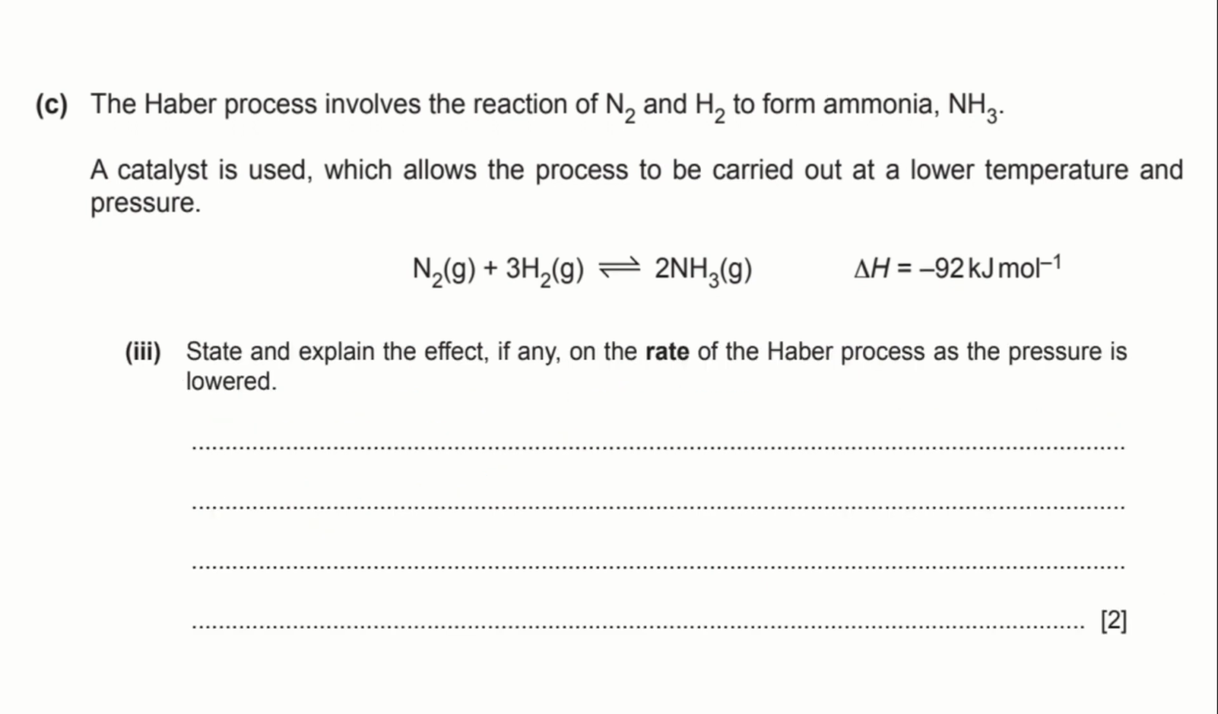The next part is how would the rate of Haber process change if the pressure is lowered? So that we will refer to the equation. On the left hand side, the reactants are in gaseous form. So changing the pressure will change the concentration of the reacting particles. Lowering the pressure will reduce the concentration of the reacting molecules. So that means the rate of the process will decrease.